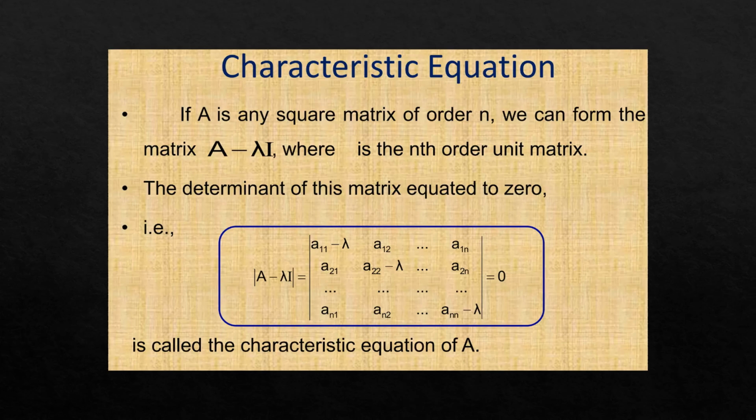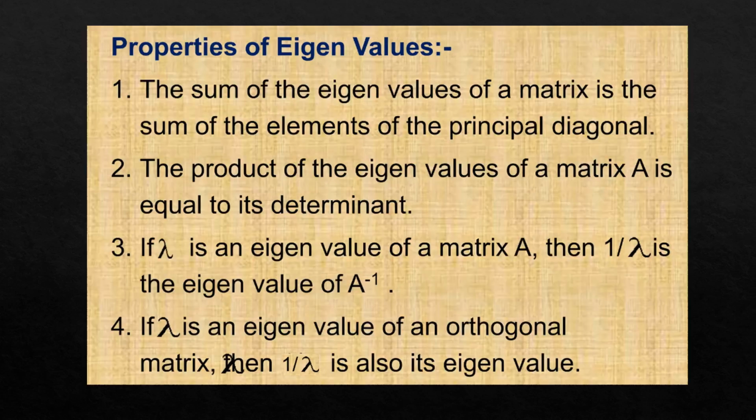And I need to make this characteristic polynomial equal to 0. If I make this characteristic polynomial equation 0, this gives me the values of the eigenvalues. There are certain properties of eigenvalues. The summation of all eigenvalues is the sum of the elements of the principal diagonal. This we will see in later slides.